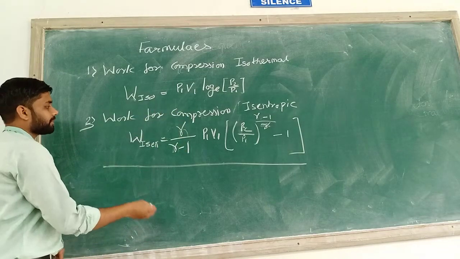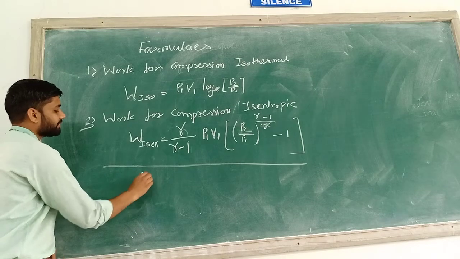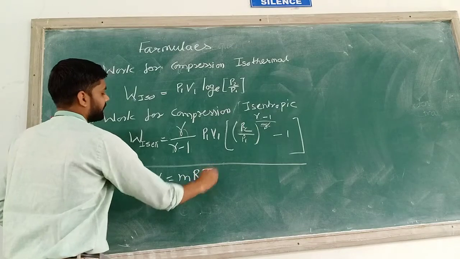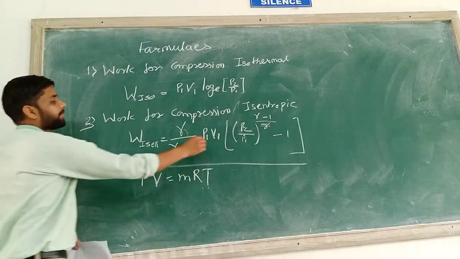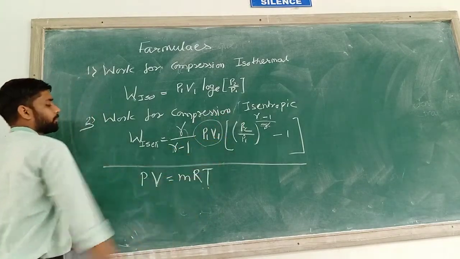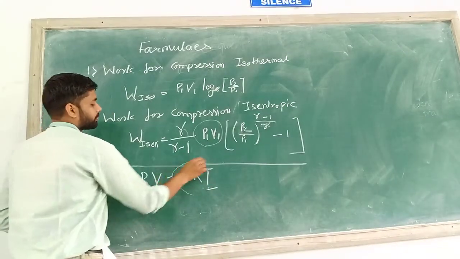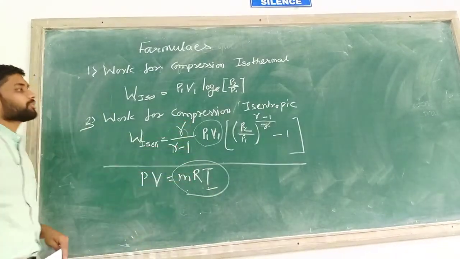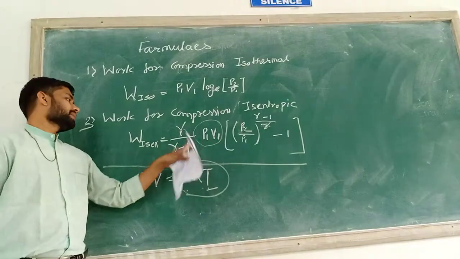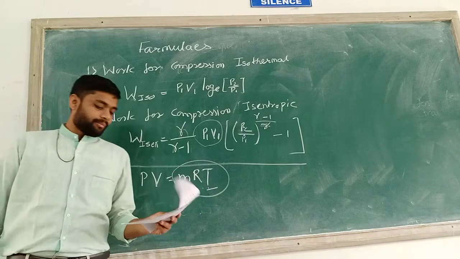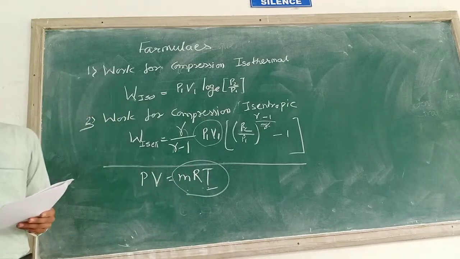Sometimes we also use this relation, which is PV equals mRT, the ideal gas equation. If the value of pressure and volume is not given, but the value of temperature is given, then we need to use this relation. In the numericals, we need to use the value of mRT instead of PV.